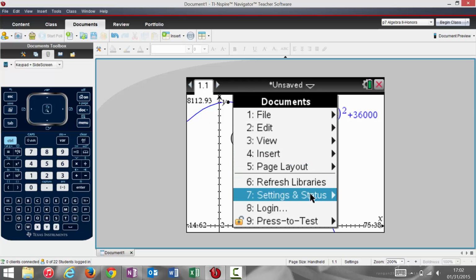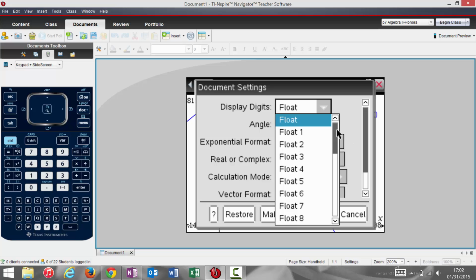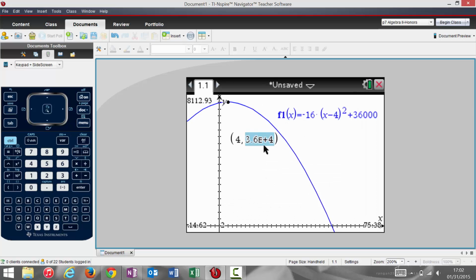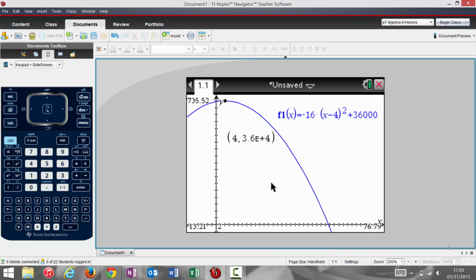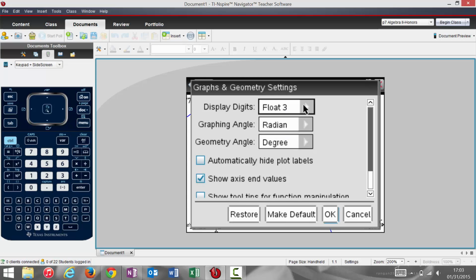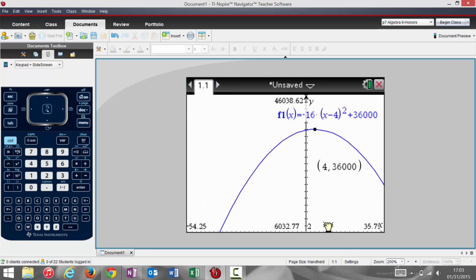I'm going to go to settings in the dock menu, and change my document settings so that my display digits should be at a float. Let's change it to like a float 6. Hang on, let me pause this a second. Okay, well that's not obvious. You got to go to menu settings here, which is stupid. Menu settings while you're on the graph, and change the display digits to maybe like a float 5 or something.